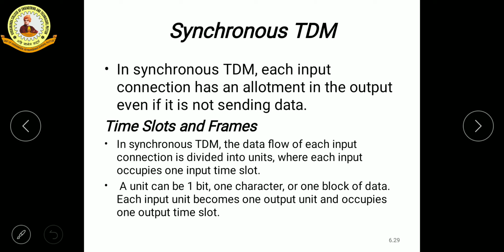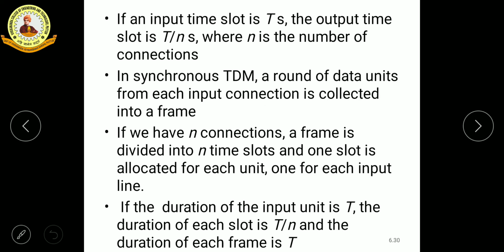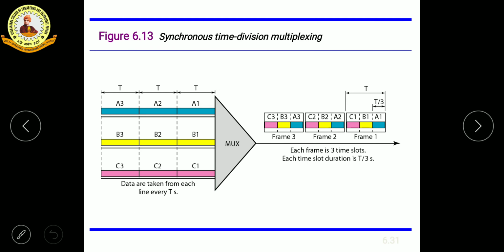First we will learn synchronous TDM. In synchronous TDM, each input connection has an allotment in the output, even if it is not sending data. What is the meaning of this sentence? We will discuss it with this figure. Here it is clearly visible to you. In synchronous TDM, as I already told you, each input connection has an allotment in the output, even if it is not sending any data.